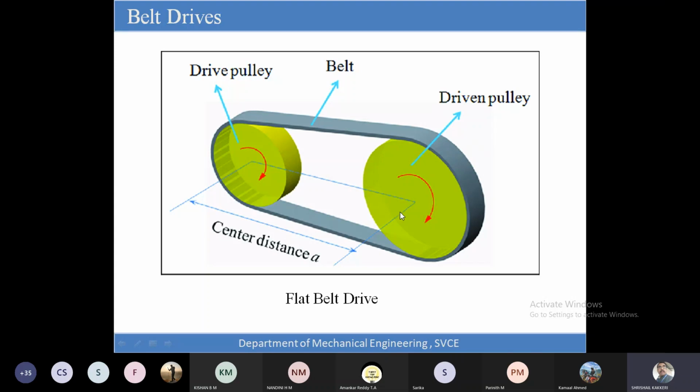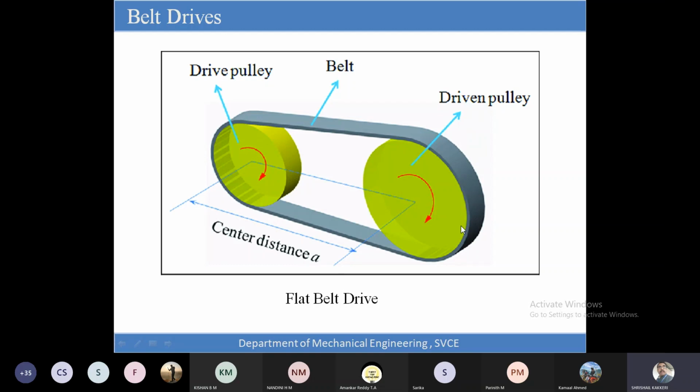The other pulley, and on this pulley the belt drive will be wound up. It will be running on this, and you can see this. Due to its rotation, what happens? Due to the rotation of the driving pulley, this belt will be running over the driven pulley, and the driven pulley will be run by using this belt.